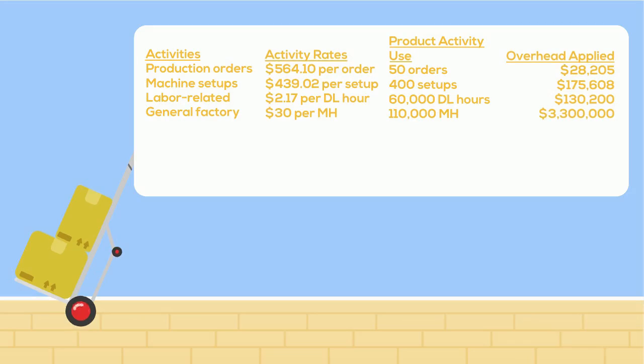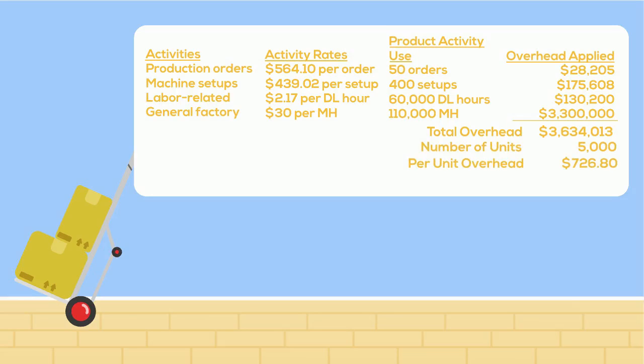We can now calculate total overhead and the per unit overhead. Total overhead is the total of all the applied overhead for each activity. For our example, this equals $3,634,013. We made 5,000 units. Therefore, the per unit cost is $726.80. You just divide the total applied manufacturing overhead by the number of units.